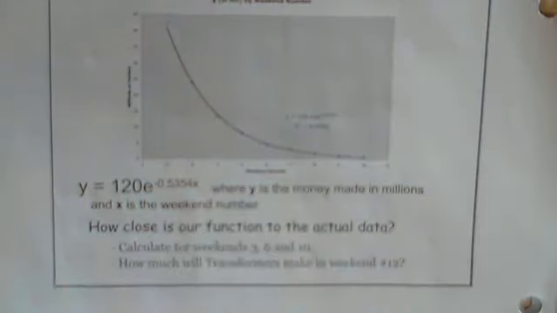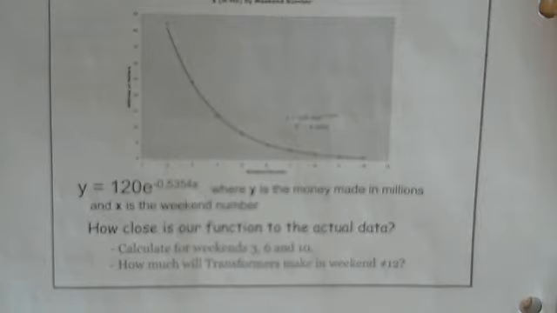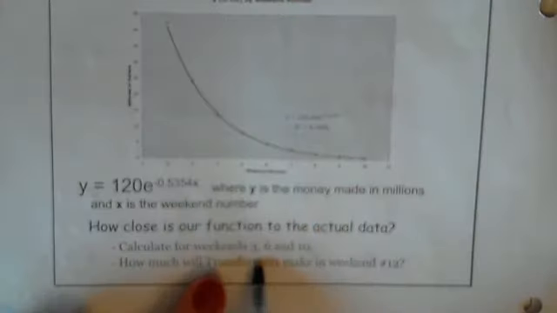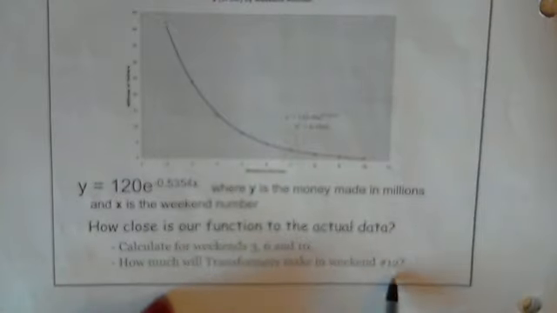What we can do then is see how closely this function actually fits the table on the other page. So pick up your calculator. We're going to evaluate the function at x equals 3 for the third weekend, x equals 6 for the 6th weekend, and x equals 10 for the 10th weekend, and then we're going to predict how much money it would make in the 12th weekend. So here's what we do. This is called just plug and chug.